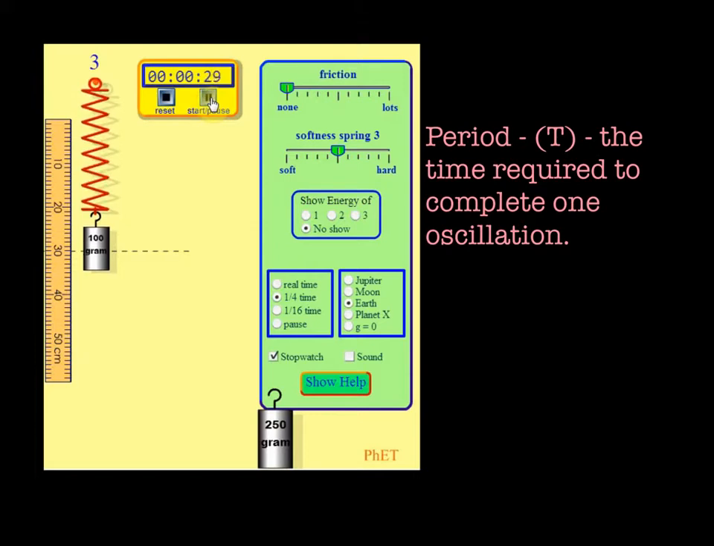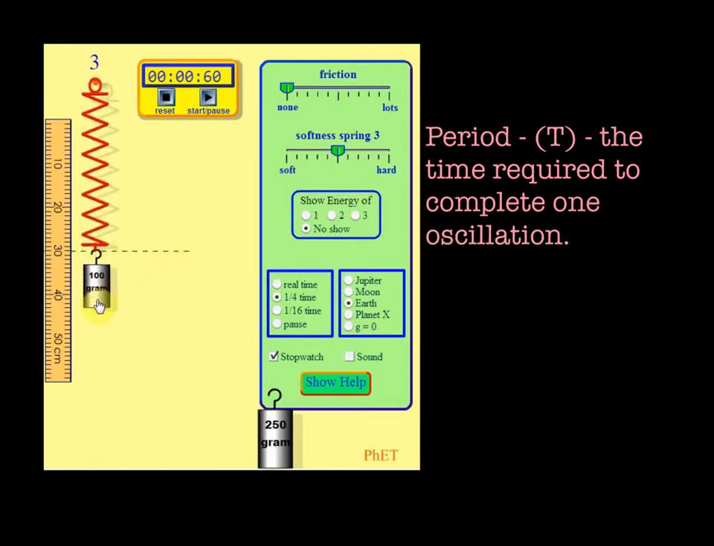Down, up, down. So we see that it takes 60 seconds to complete one complete oscillation. That 60 seconds is the period of this oscillating spring. So now that we have the period, let's see what happens if I stretch it longer.